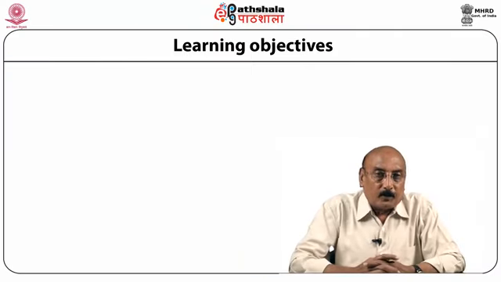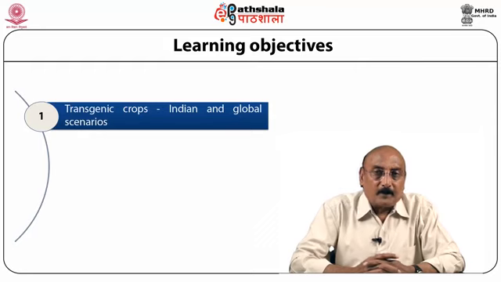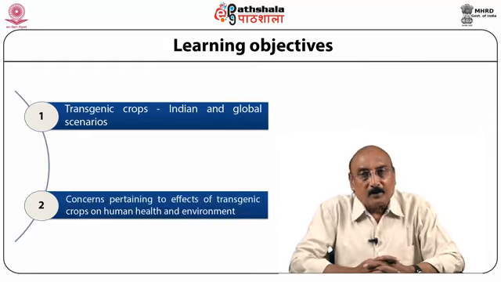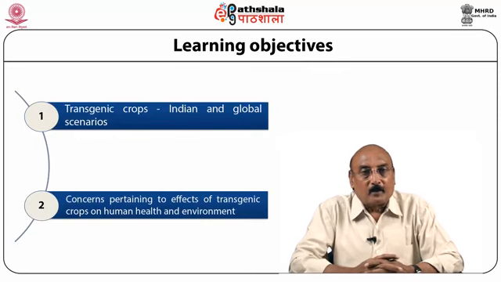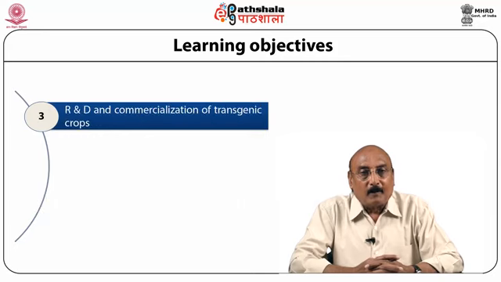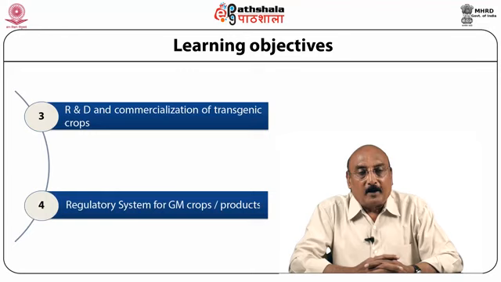Learning objectives of this module are transgenic crops, Indian and global scenarios, concerns pertaining to effects of transgenic crops on human health and environment, research and development and commercialization of transgenic crops, and regulatory system for release of GM crops and products. Let's start with the transgenic crops, Indian and global developments.